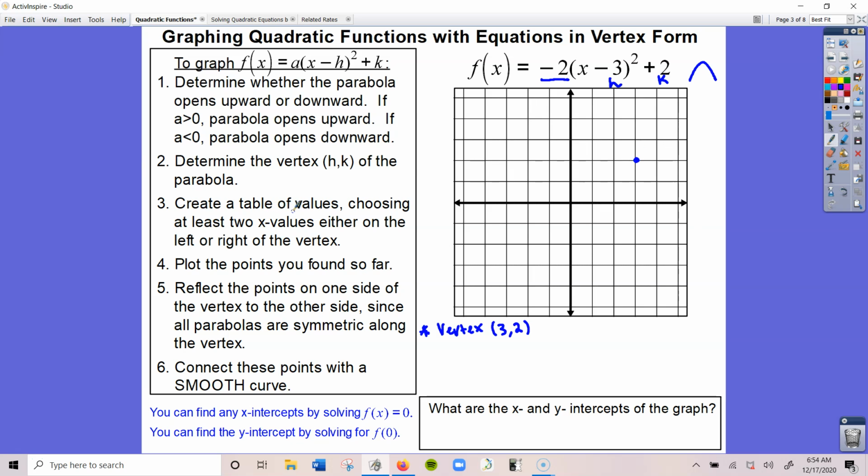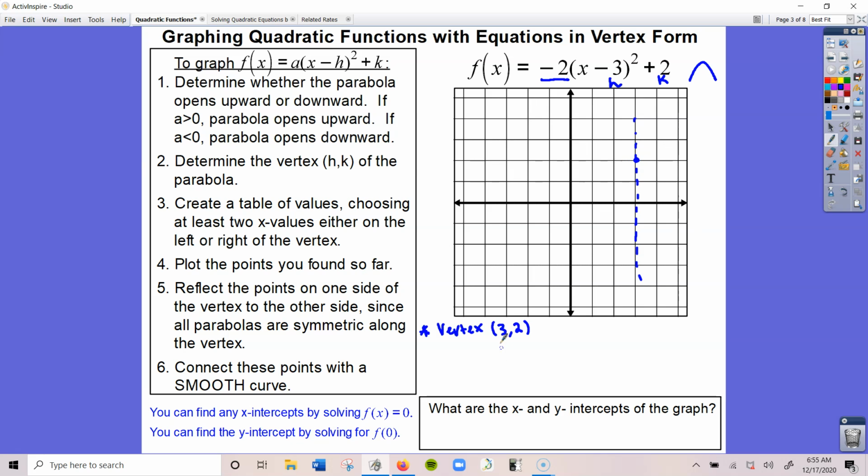Now we're going to create a table of values, and we're going to choose at least 2 points on either side of the vertex. The reason we do that is because, if you remember, the axis of symmetry occurs at the vertex. So whatever I plot on either side of the vertex is going to be mirrored on the other side. If I plot 2 points on the left, then I can just reflect them along that line on the right side. So that's what we're going to do.